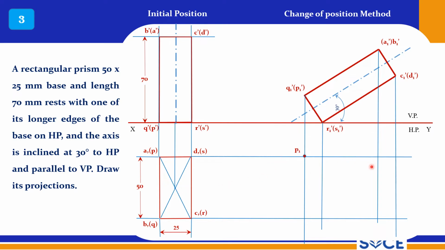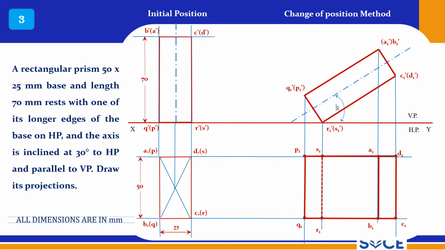So draw the projectors from each and every point. So obviously there are 4 points, like the earlier case, totally 8 points you get here. So this is P1, and this is Q1, this is S1, and this is R1, and this is A1, and this is your B1. And this is your D1, and this is your C1. So now connect all outermost points with thick lines. And now RS is invisible, and AB is visible. So this is the final top view for this given rectangular prism.